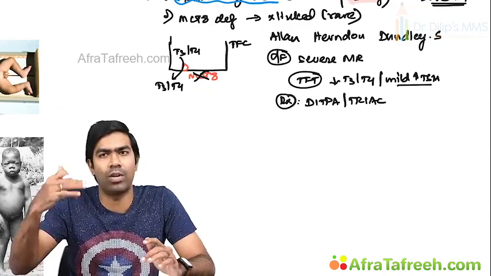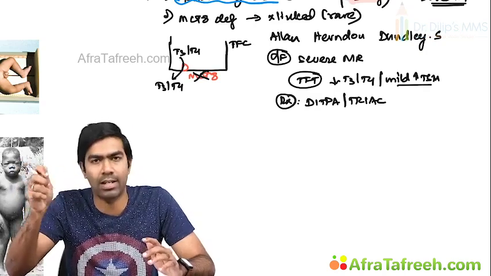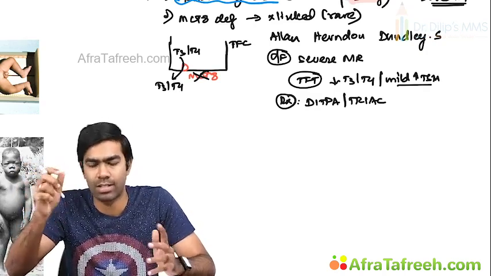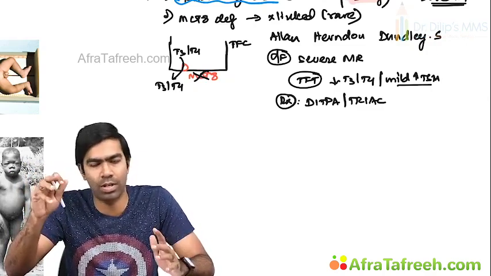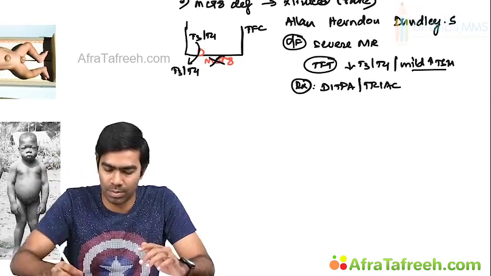DITPA is diiodothyropropionic acid and TRIAC is triiodothyroacetate. So this is what we call TRIAC. So these are something that's used. Both are orphan drugs, can be utilized for this MCT8 deficiency people.